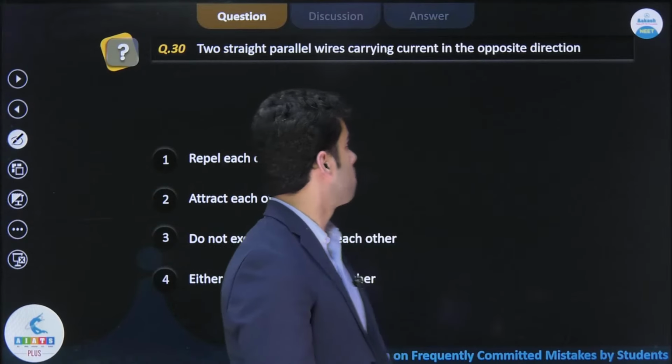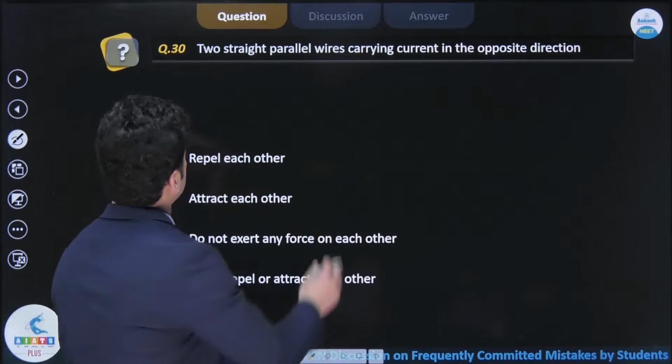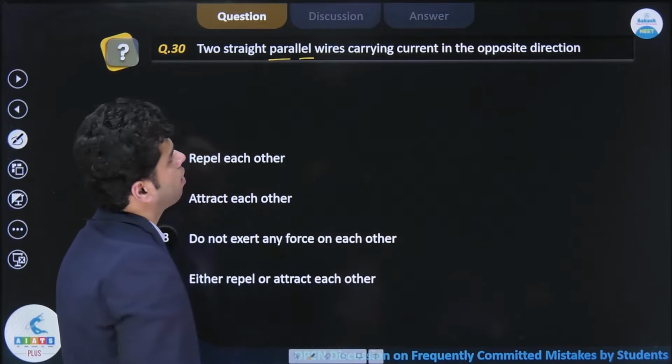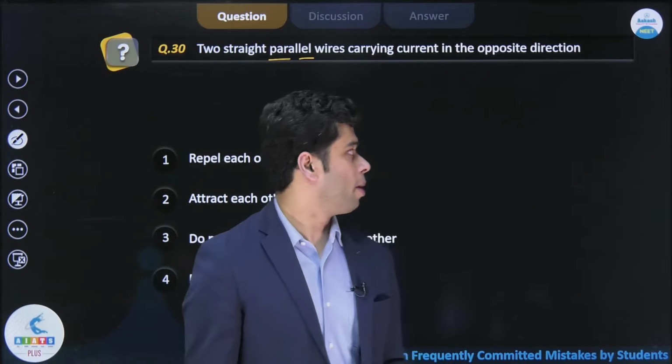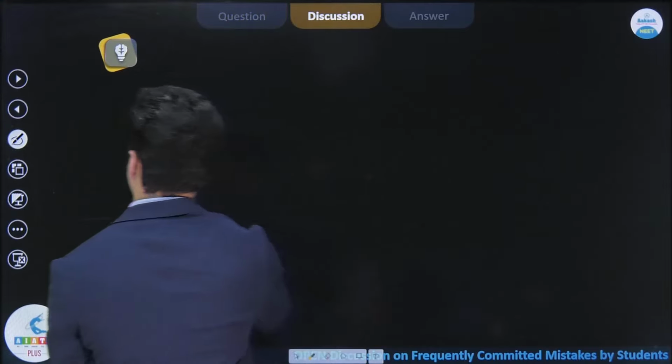Let's move ahead. We have question 30 of the paper. It says that two straight parallel wires carrying current in the opposite direction. They repel each other, they attract each other. You have to comment on that. So let me give you a background.